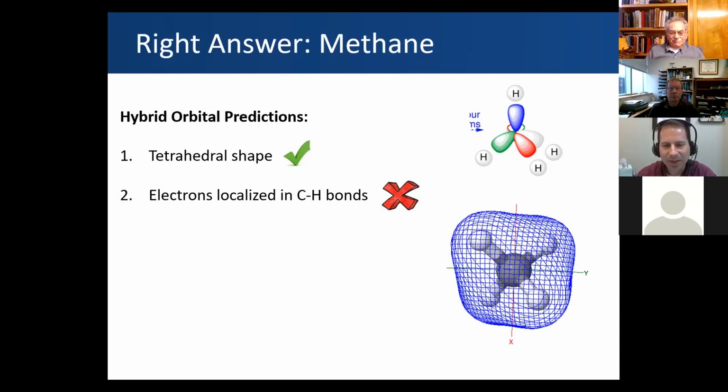One of the pictures is that there's electrons everywhere. If we had individual localized bonds, there'd just be electrons between the carbon and hydrogen. But instead of that, there's electrons all around the molecule. And so we want to get students thinking about delocalization, thinking about where electrons actually are in a molecule, because they're not just in these localized bonds.